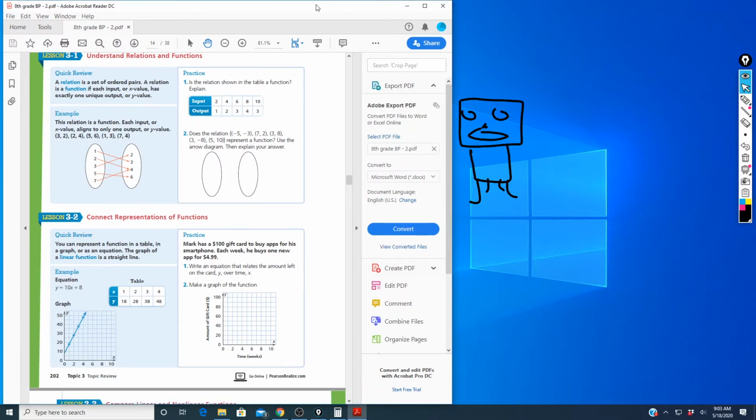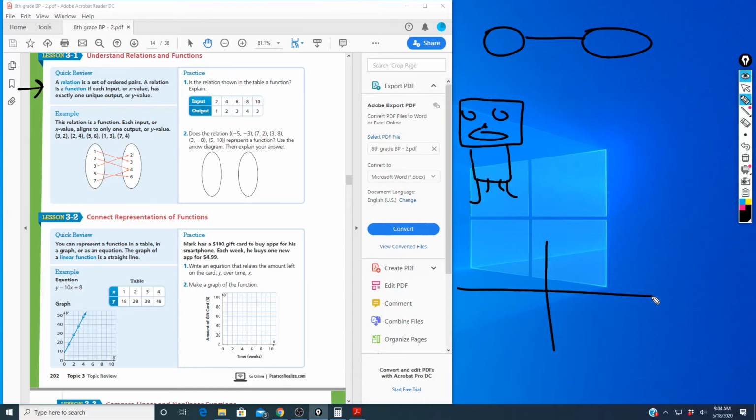Yes, even Stephen, especially when he has tape wrapped around him. So in this instance, we're talking about relations and functions. Remember, a function machine, where each input, or x value, has exactly one unique output, or y value.